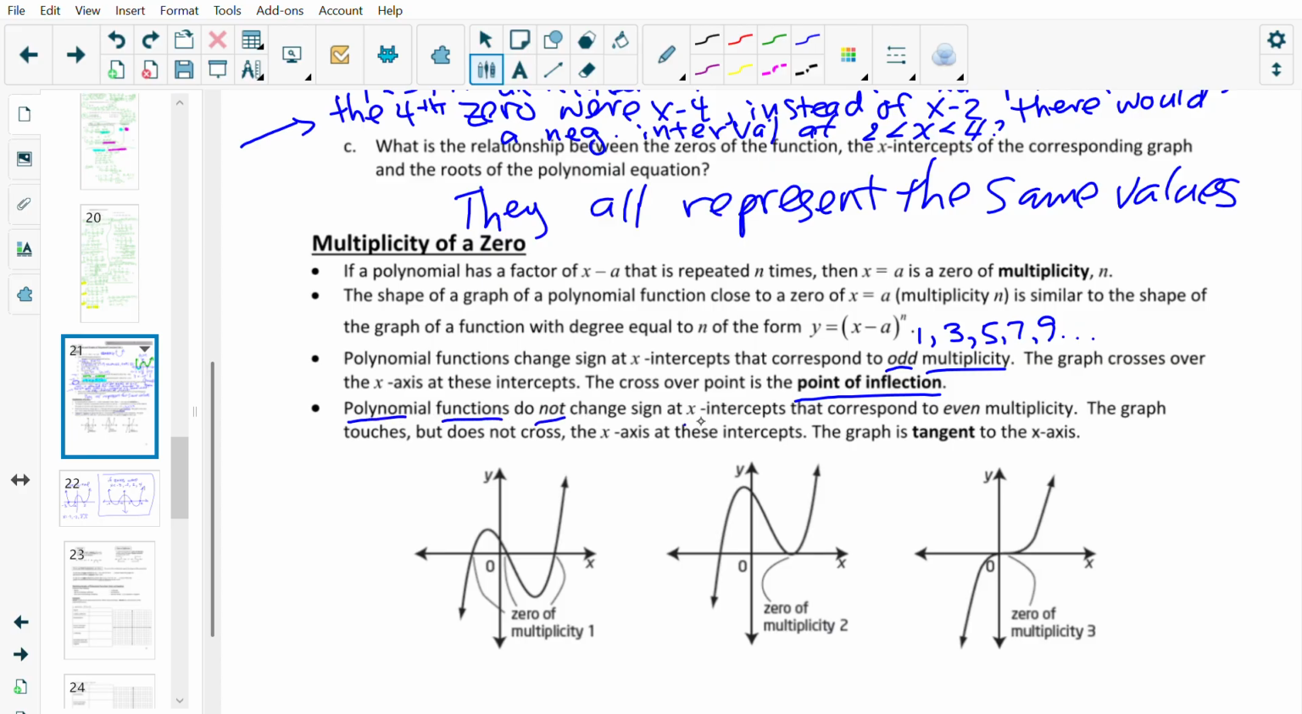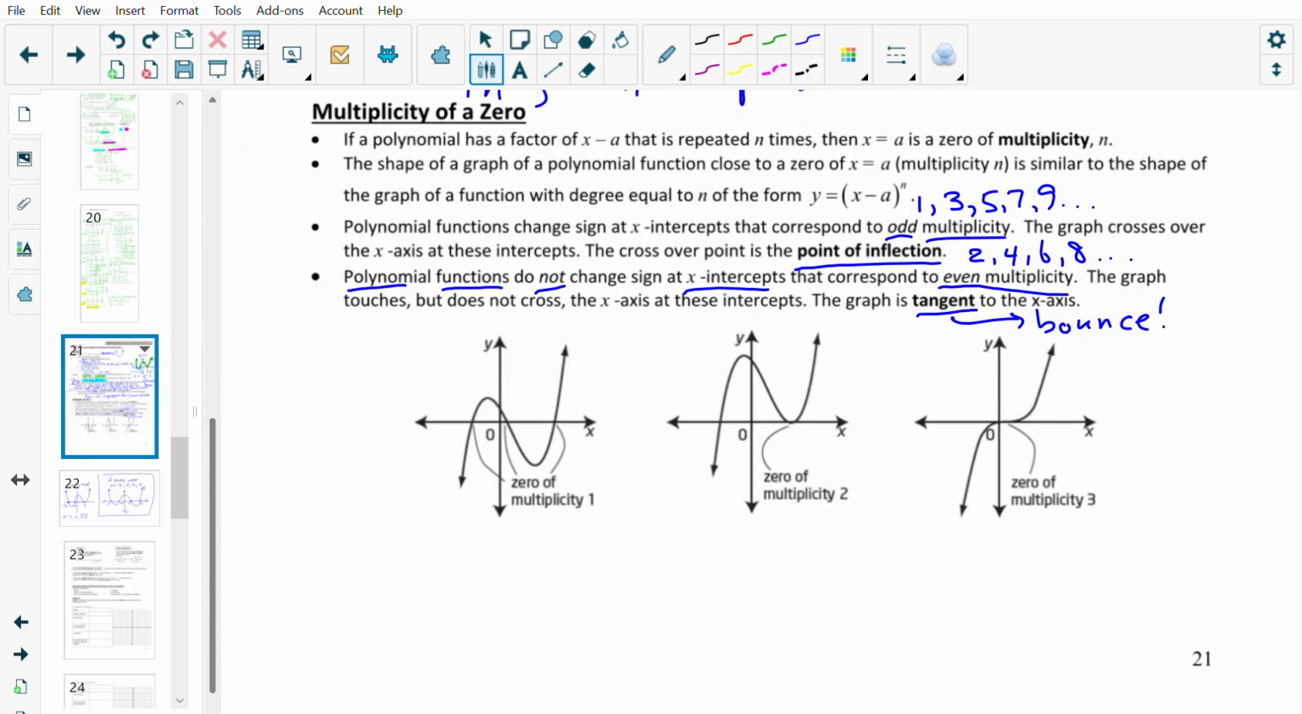Polynomial functions do not change signs at x-intercepts that correspond to even multiplicity. So 2, 4, 6, 8, on and on. The graph touches but does not cross the x-axis at these intercepts. The graph is tangent to the x-axis. So tangent, remember this is that bounce. And just to know, it can either bounce up or down. So let me label these three graphs.